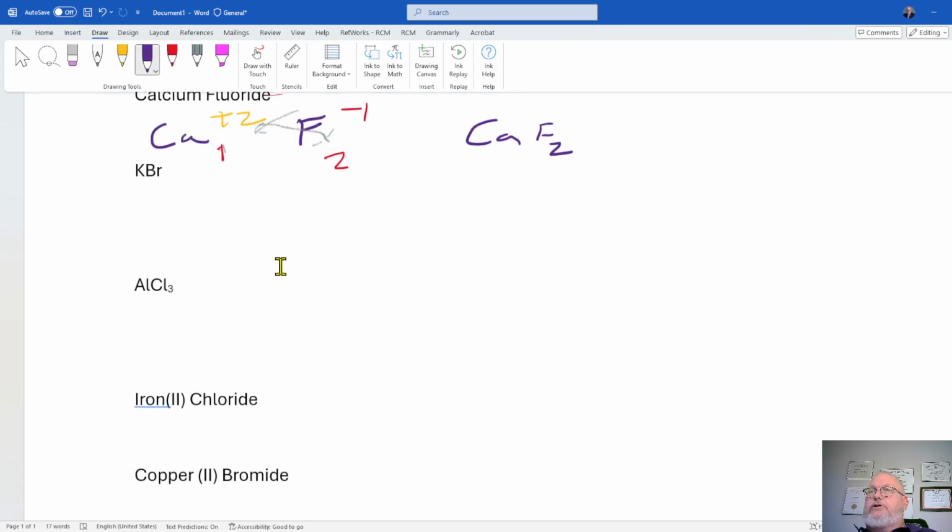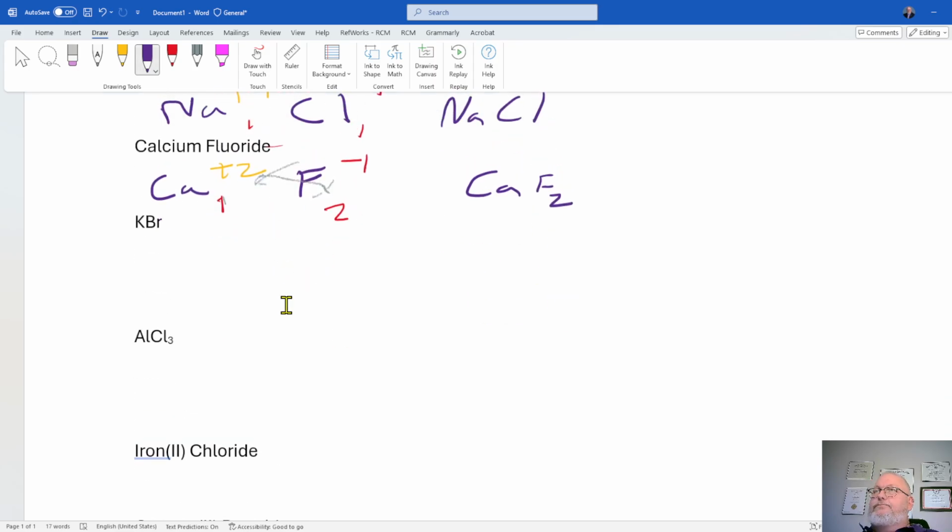All right, let's look at another one. KBr, write it down. Potassium is in group 1, +1. Bromine is in group 17, so that's going to be a -1. So I just write that as KBr. The charges balance out.